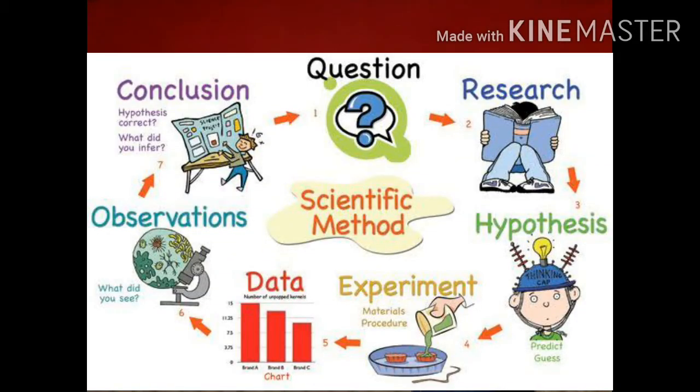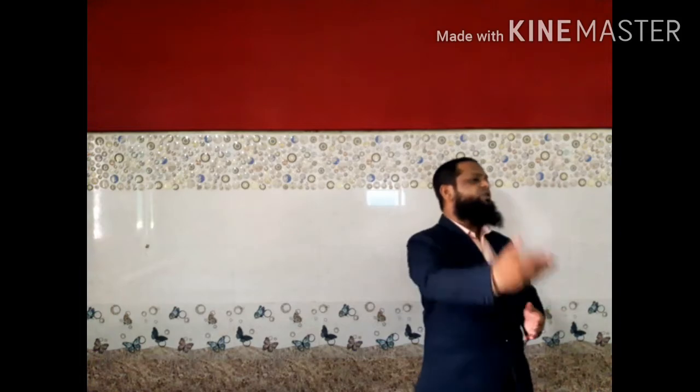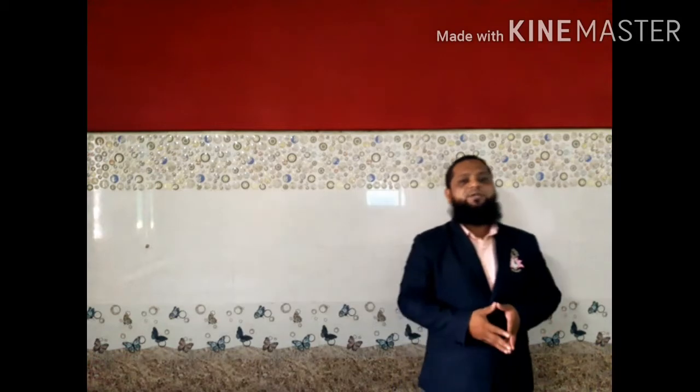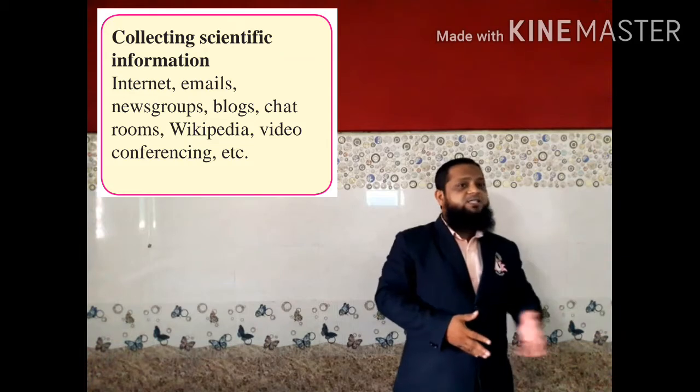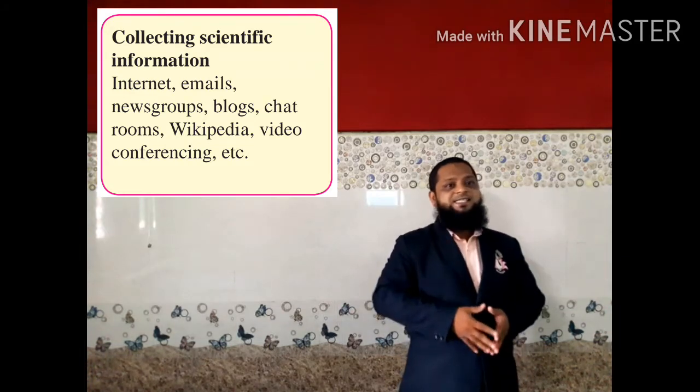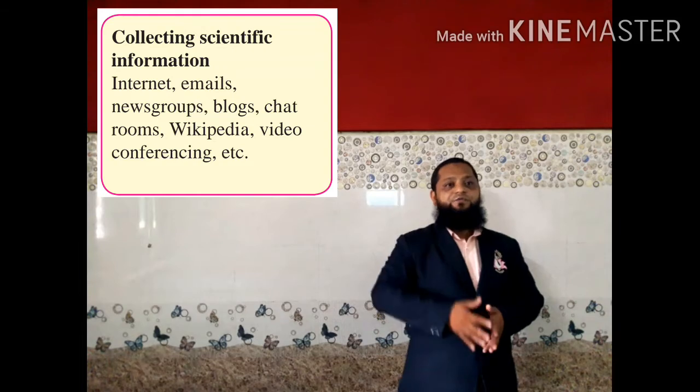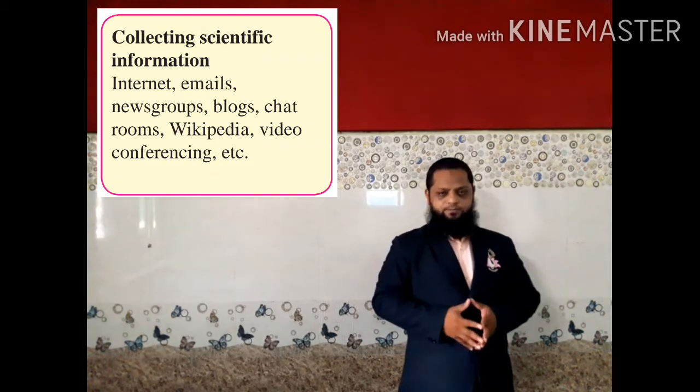For example, functioning of the nervous system. If the teacher would like to demonstrate, the teacher will use animated videos. The teacher will use ICT. ICT is also used for prediction. Predictions can be made after compiling and processing information. For example, meteorology. ICT is also used for collecting scientific information through the internet, emails, news groups, blogs, video conferencing, and so on.